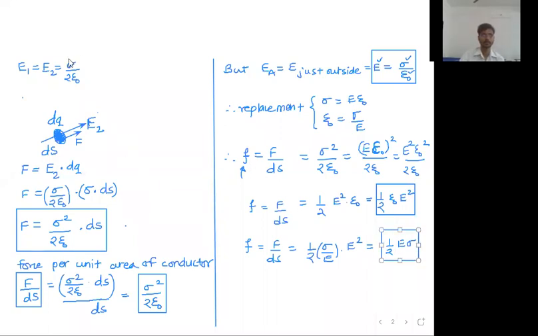I personally remember only one formula for mechanical force per unit area, 1/2 epsilon 0 E square. As per the need, I just replace epsilon 0 or E, where E is the electric field at a point just outside. Up to this, reply to me in the chat box, clear and written.